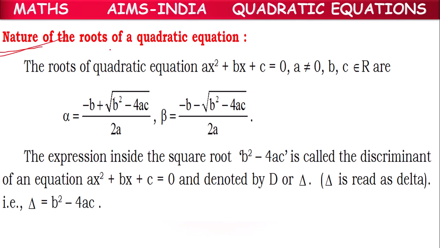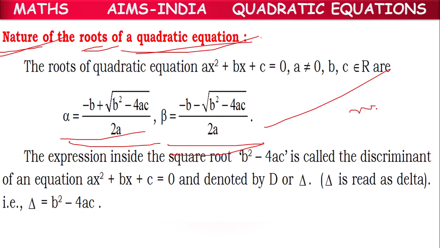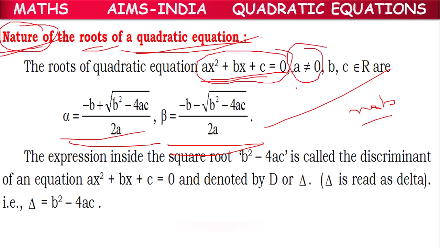The nature of roots of a quadratic equation. Now we have derived the formulas of alpha and beta, which are roots of the quadratic equation. Now we are going to discuss their nature. For the given quadratic equation ax square plus bx plus c equal to 0, where a is not equal to 0 and b, c are real numbers, we know the alpha value and beta value.